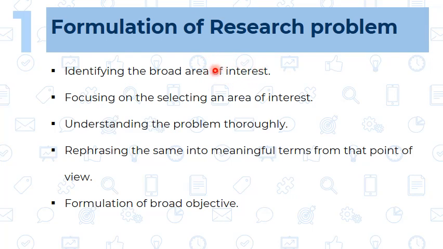After that, now I have selected my area of interest. That is not enough for formulation of the research problem. I should understand that problem thoroughly. So the first thing is that I have to understand that problem thoroughly. What is the meaning of that problem? How are students facing the problem of divided attention? What are the things behind it? How can we overcome it? So that is the general background of that particular research problem.